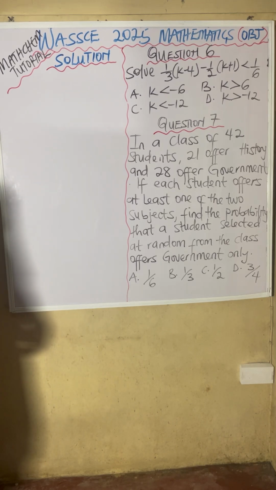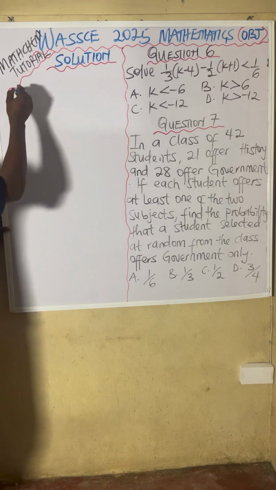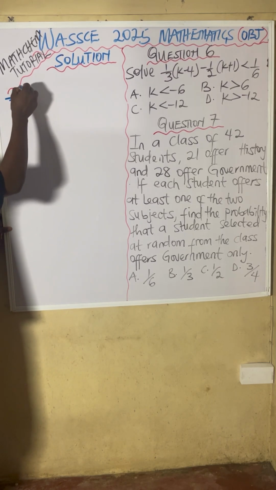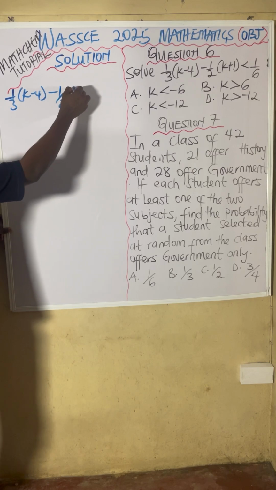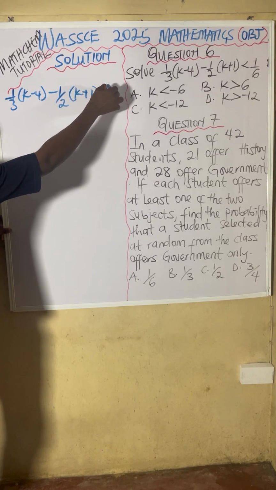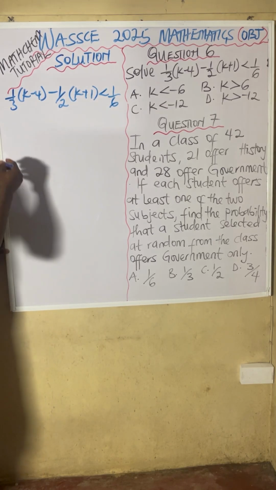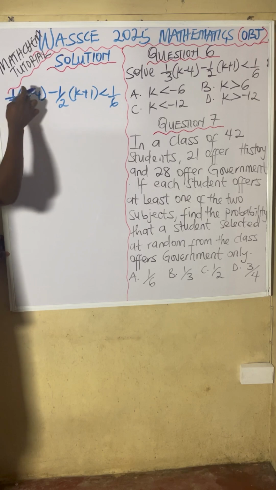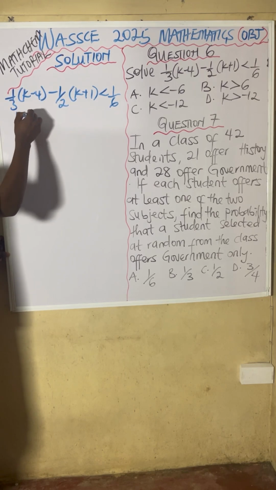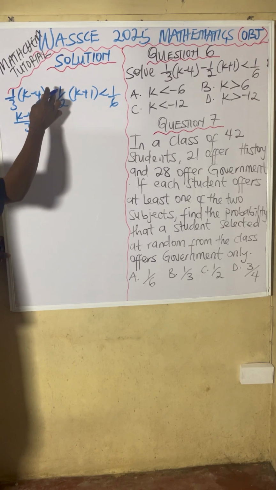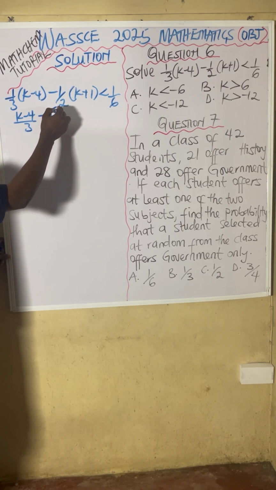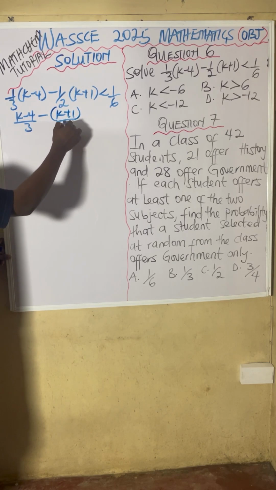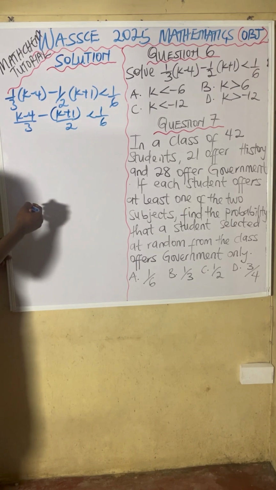Now, solving this WAEC 2025 mathematics objective question. Number 6 says: 1 over 3 open bracket k minus 4, minus 1 over 2 open bracket k plus 1, is less than 1 over 6. So how do we solve this? It's a very simple process. We multiply this 1 over 3 by the bracket, k minus 4, all over 3. Then we multiply this 1 over 2 with the bracket as well, so k plus 1 all over 2 is less than 1 over 6.